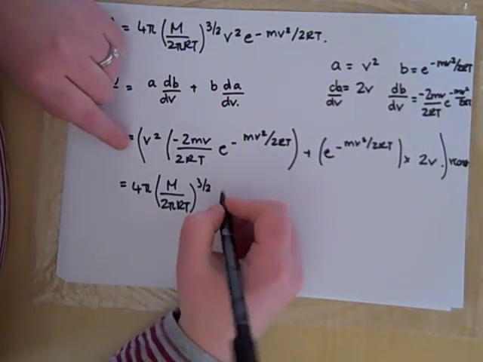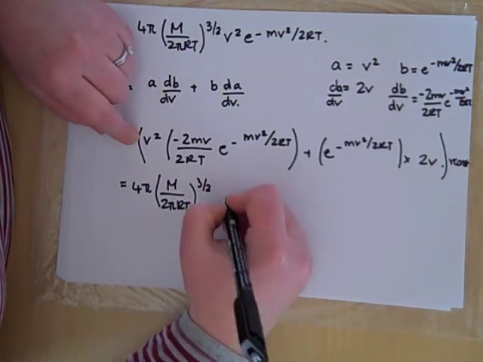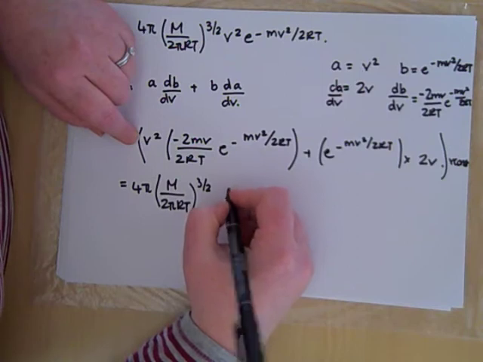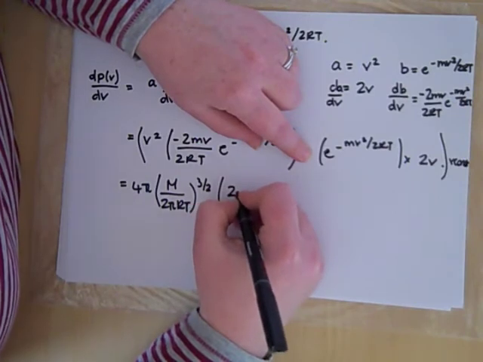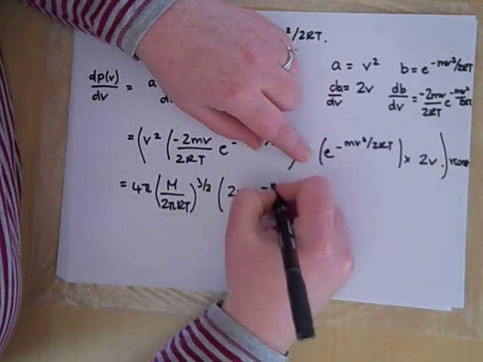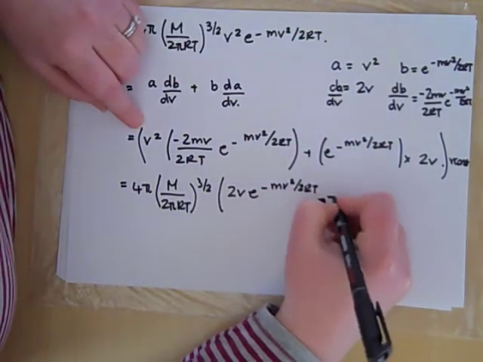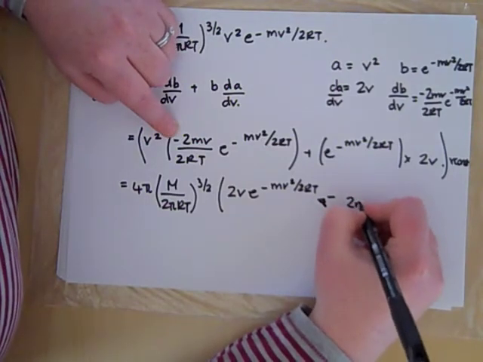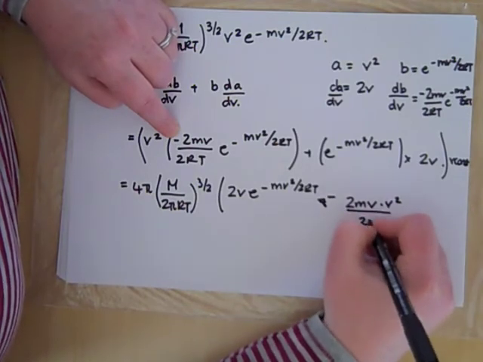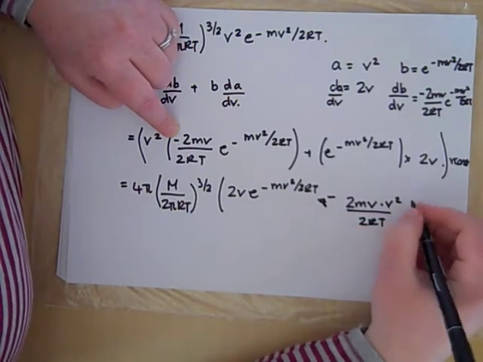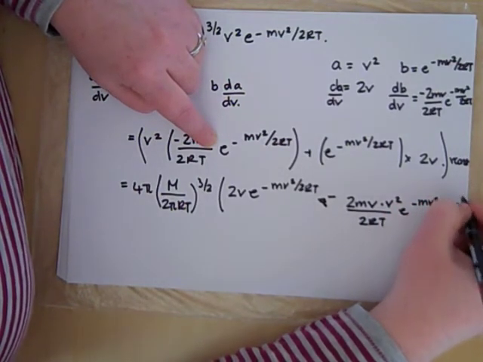And I'm going to do a little bit of rearranging as I do this, just to group all of my terms together. So this is into 2v e to the minus mv squared over 2RT, minus 2mv times v squared over 2RT e to the minus mv squared over 2RT.